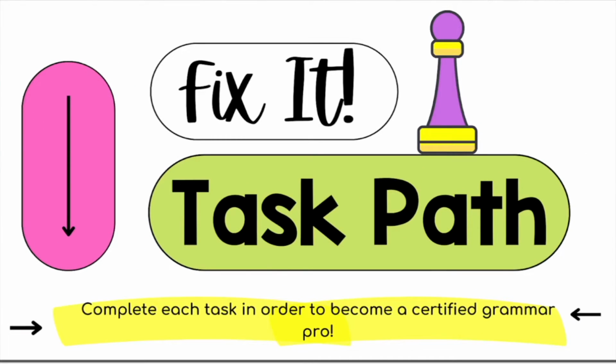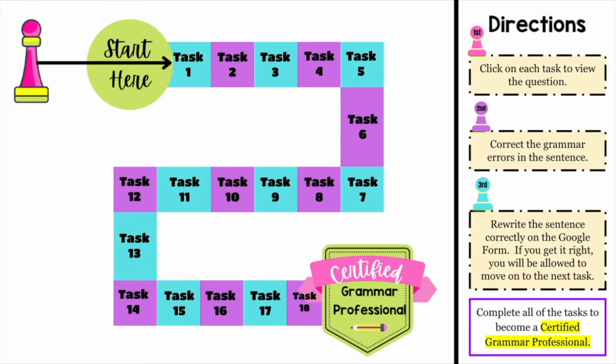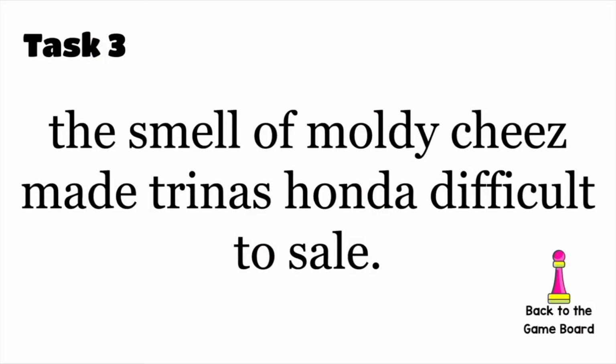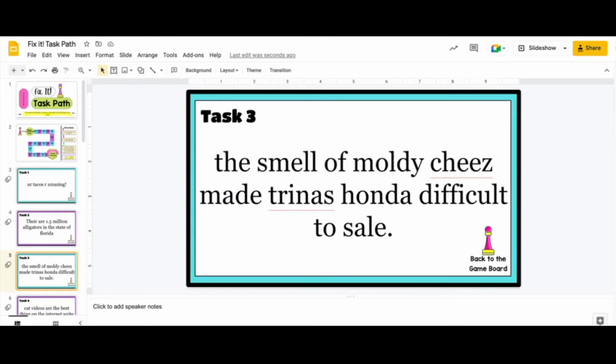So let me go ahead and show you how to set up your own Google form so you don't have to grade a lot of grammar assignments. Here we go. Here's my activity that goes with the form. What you have to do first is come up with some incorrect sentences for your students. I have 18 tasks, which are incorrect sentences. They click on the task and are given the incorrect sentence, for example, "your tacos are amazing," written as our students would typically write. They have to correct this on the Google form. I have 18 task cards, but you can create as many as you want.